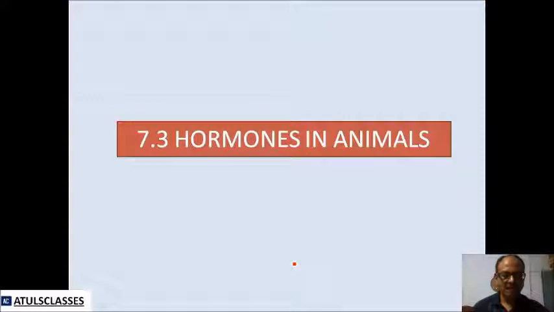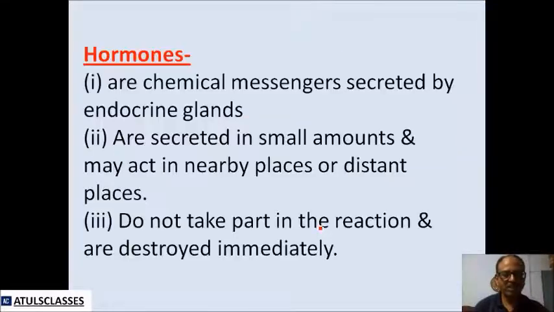Now we'll move to the hormones that are found in animals also, and especially in human beings. So before that, we should understand what hormones are. Just like in the plants we have discussed, the hormones are chemical messengers secreted by a special type of glands called endocrine glands, and they are secreted in very small amounts to act at the same place or at distant places. They do not take part in any reaction and they are destroyed immediately.